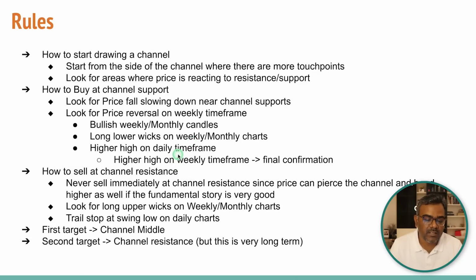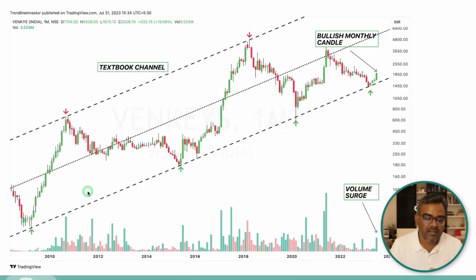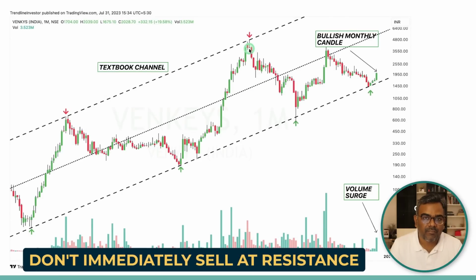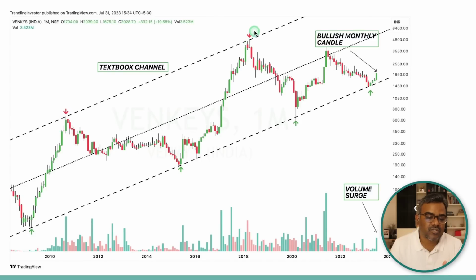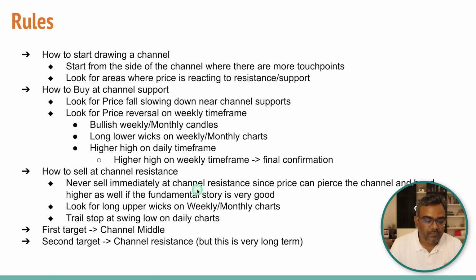I'll show you with some examples shortly, but how do you sell a channel resistance? You have to apply the exact reverse, right? So whenever the price comes to a channel resistance, don't immediately sell off, okay? What you have to do is wait and see what the price will do. Sometimes the price can just shoot up and break the channel, which means the price will move even much faster and much higher, right? So you should never sell immediately at channel resistance, since price can pierce the channel and head higher as well if the story fundamentally is very good, right?